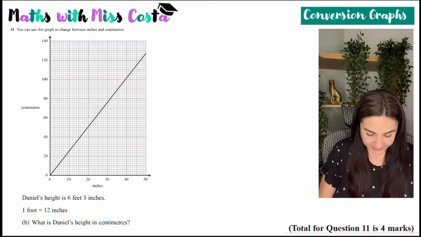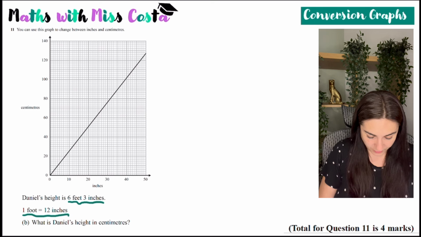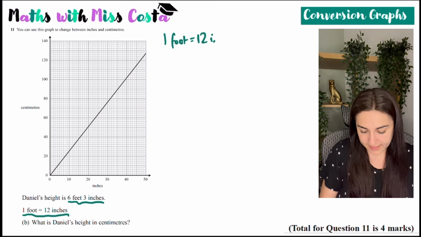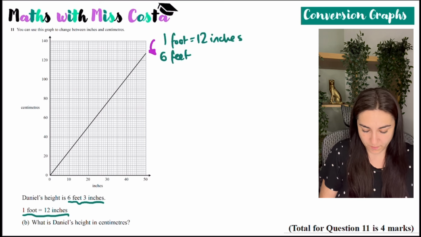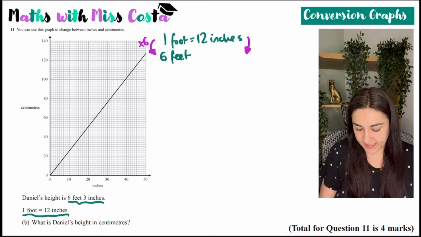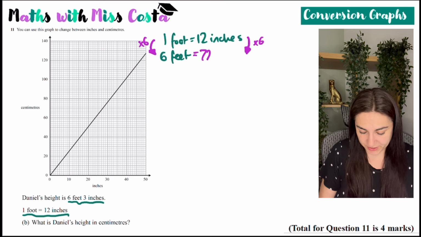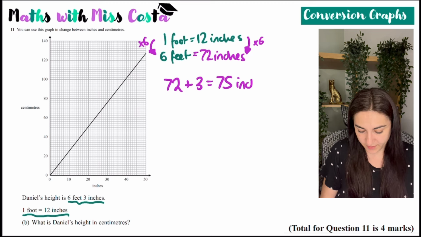Now the next question, it says Daniel's height is 6 feet and 3 inches, and I know that 1 foot is 12 inches. So what is his height in centimetres? So let's first of all convert his height into inches. So if 1 foot is 12 inches, then 6 feet, what do I multiply 1 by to get to 6? I multiply it by 6, so I'd have to do the same over here. And 12 times 6 is 72. So 6 foot, 3 inches would be 72 plus 3, which is 75 inches.